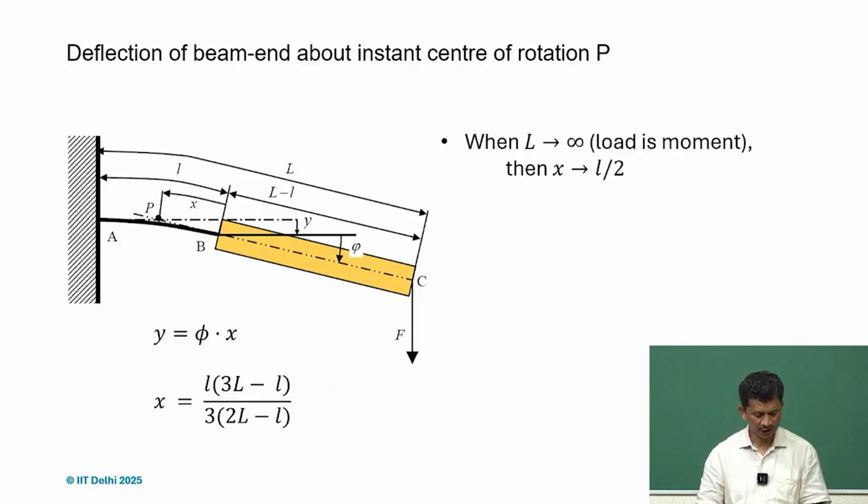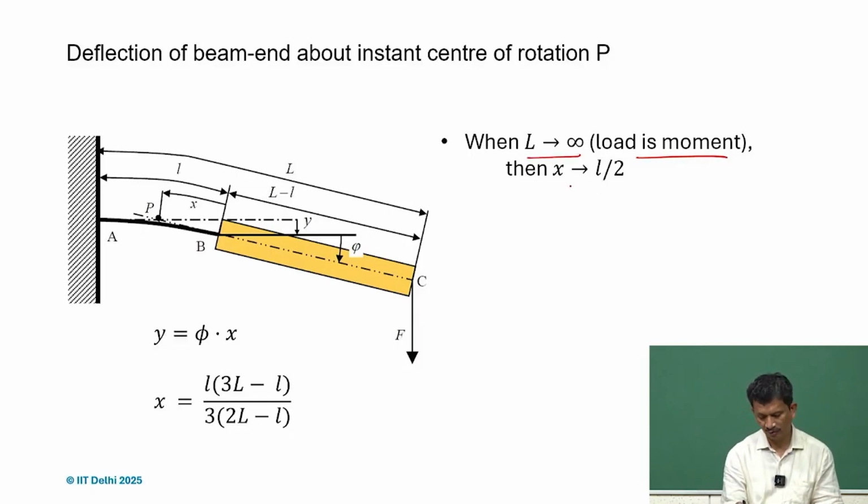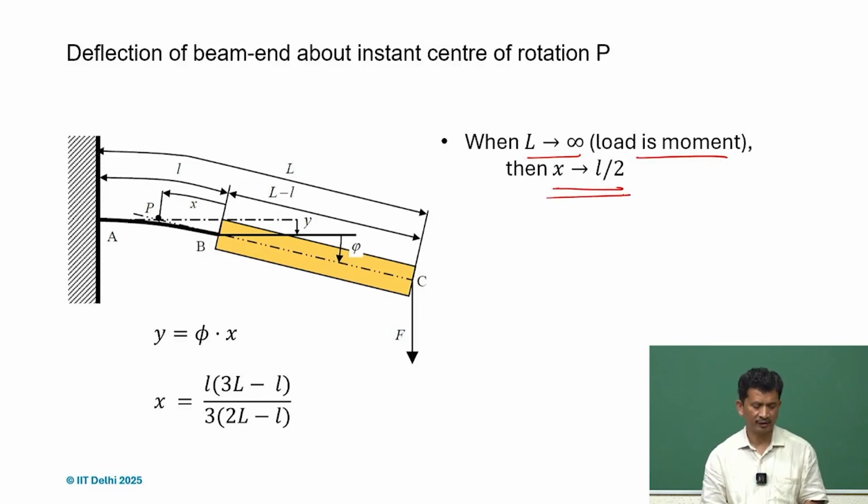But we can also check what happens if L tends to infinity, and in that case the load can be considered as a pure bending load. And what we observe is that if a pure bending moment is acting, then x will be L by 2. So it's halfway. If it's a pure bending moment, then it's L by 2, at the middle of the part AB.